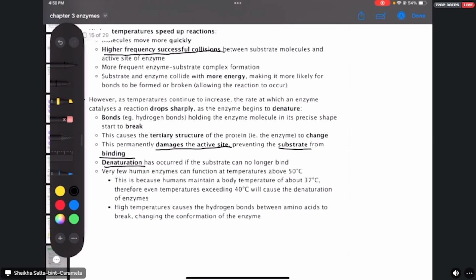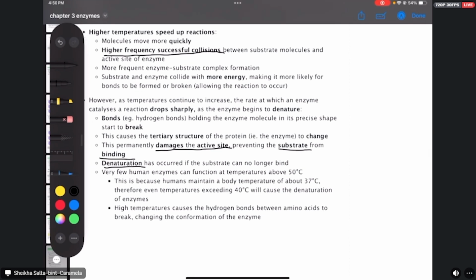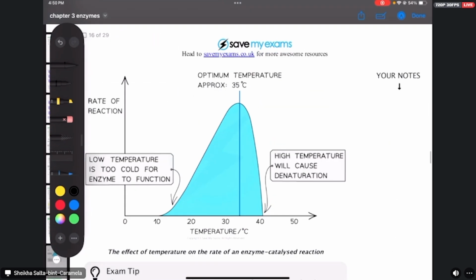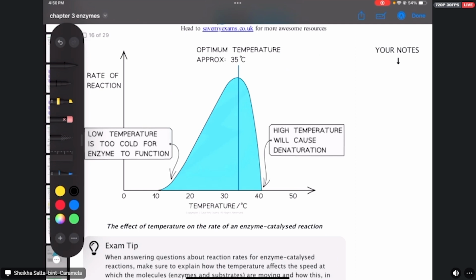So you can say that temperatures above 50 degrees will cause the human enzyme or the average enzyme to denature, while at 37 or 40 degrees, the enzyme will be working at its best level. As you can see here, the activity of the enzyme increases very steeply till about 35 degrees, and then there's a sudden drop. After 40, the enzyme just becomes completely denatured and the activity goes to zero.